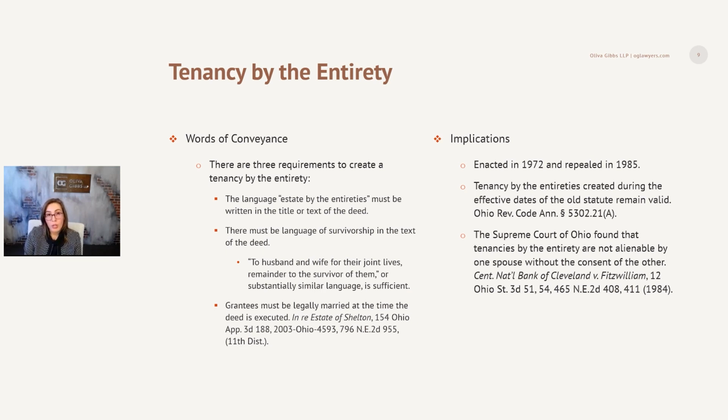A fact-specific inquiry would follow, and the court here decided that because the express language "to Mary and James for their joint lives, remainder to the survivor of them" was present, that was enough to create a joint tenancy with right of survivorship. So although the tenancy by the entirety failed, James and Mary held the property as survivorship tenants. Again, before we move on, I just want to highlight that tenancies by the entireties that were created between 1972 and 1985 remain valid, but from 1985 onward, you could not create a tenancy by the entirety.